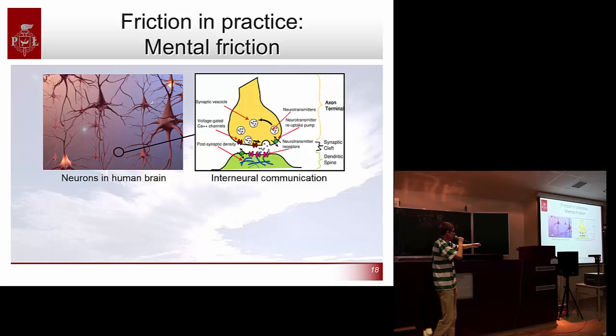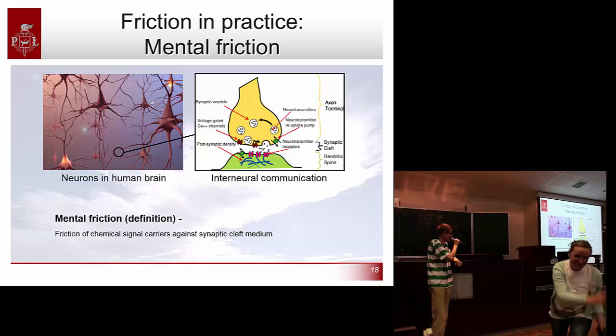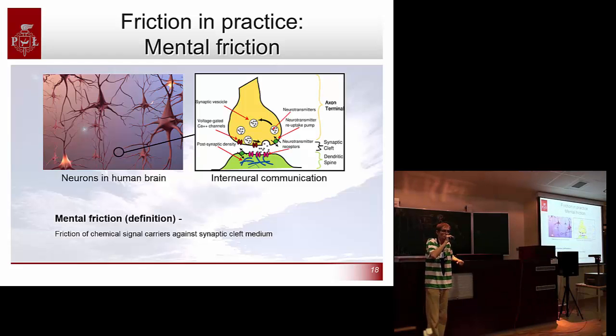So, the neurons may communicate using chemical carriers. The problem is that when they communicate with chemical carriers from one neuron to another neuron, in between there is a synaptic cleft. A synaptic cleft, very difficult image. And the problem is that there is friction of the carriers when they pass through the synaptic cleft. And the definition of mental friction is the friction of chemical signal carriers against the synaptic cleft medium.